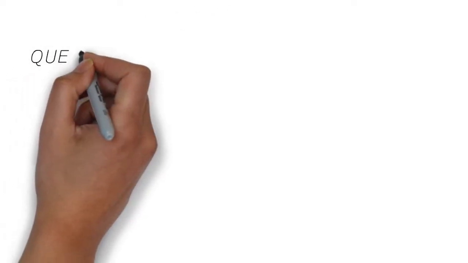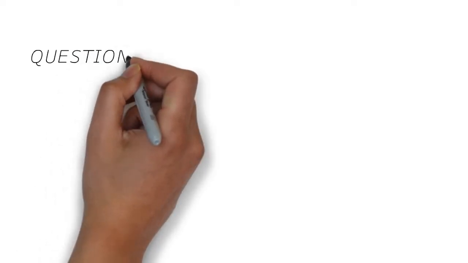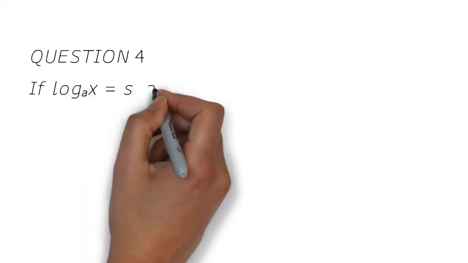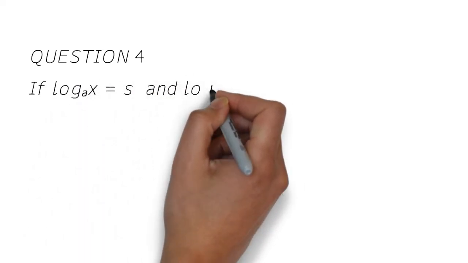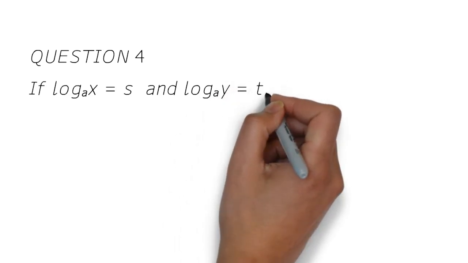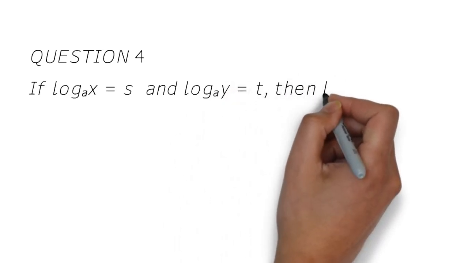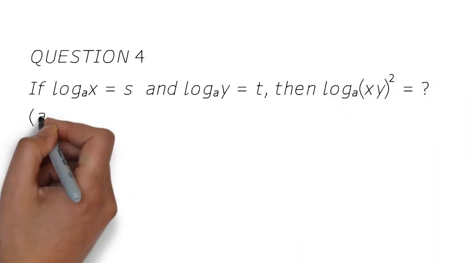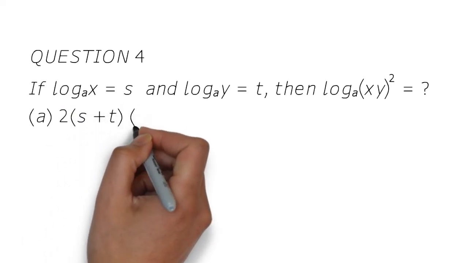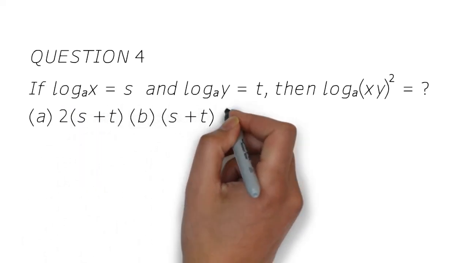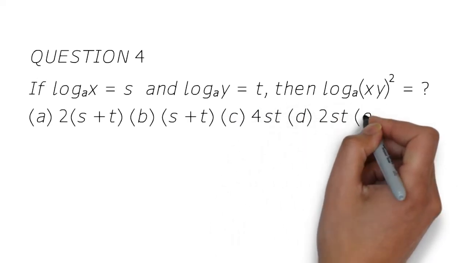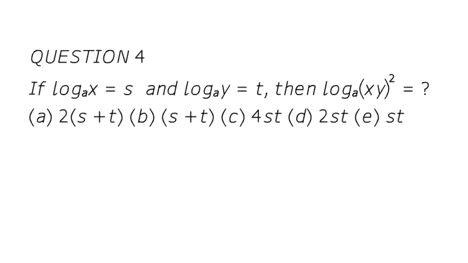Now to question 4. Question 4 is a logarithmic problem and it's easy. If log x to base a equals s and log y to base a equals t, using these two pieces of information, we want to find the value of log of x y squared to base a. So given options: A, s plus t; B, s plus t; C, 4st; D, 2st; and E, st. So let's solve the problem.